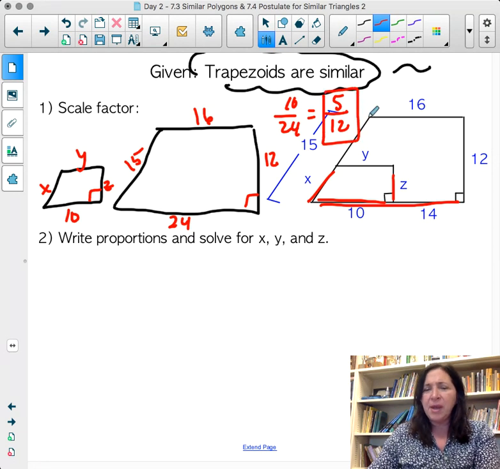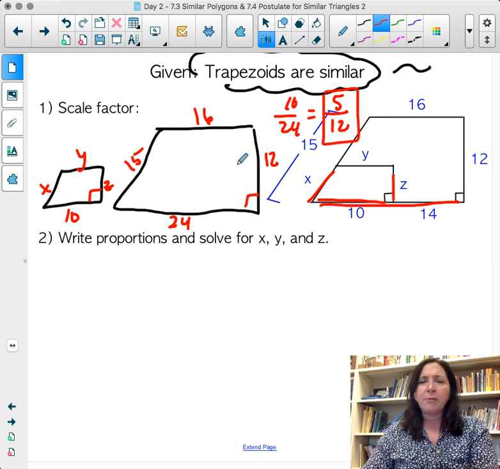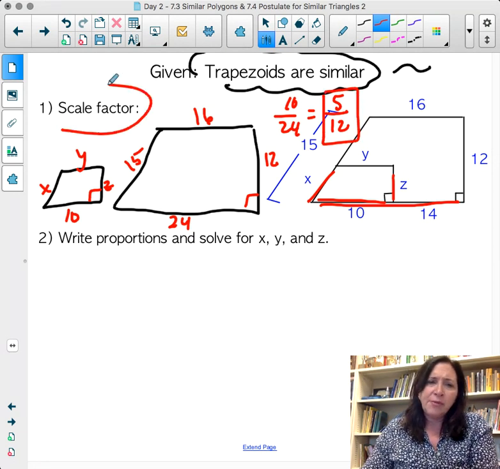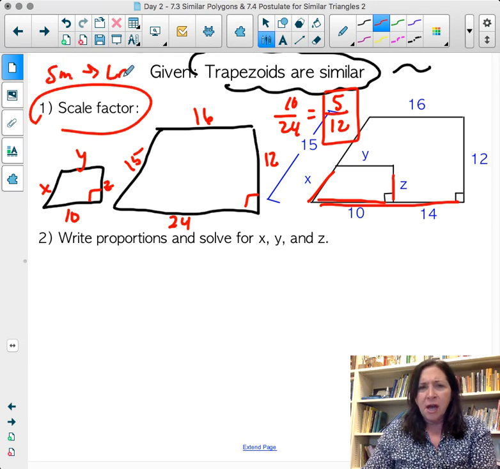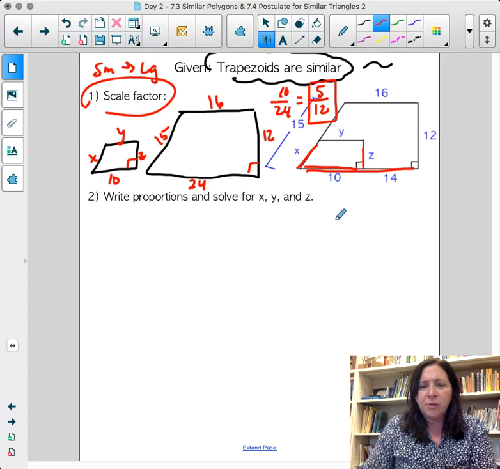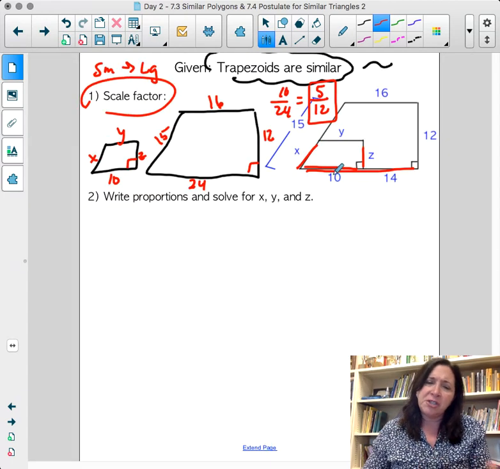So this is dependent on if I'm going smallest to large. Most of the time, in this case, I'm going smallest to large. Most of the time, you'll be told what you are doing. Are you going from small to large, or large to small?